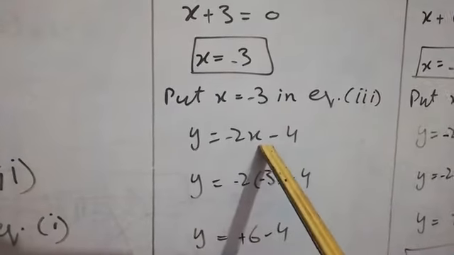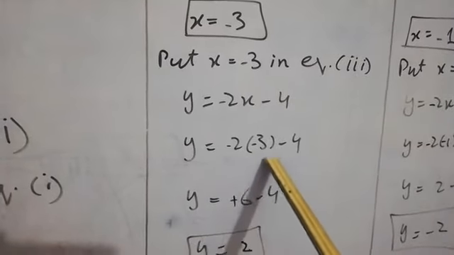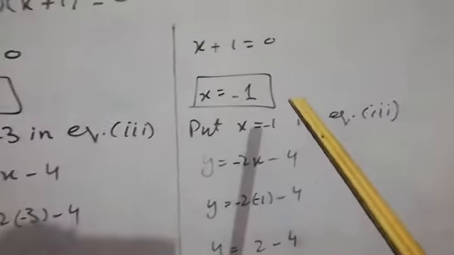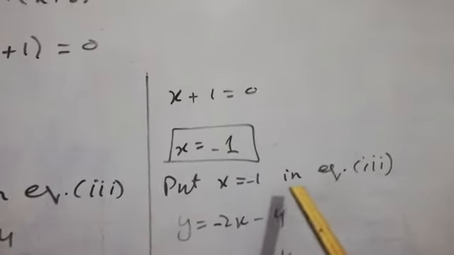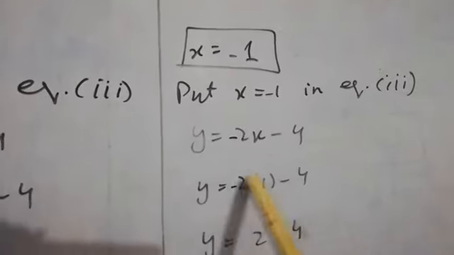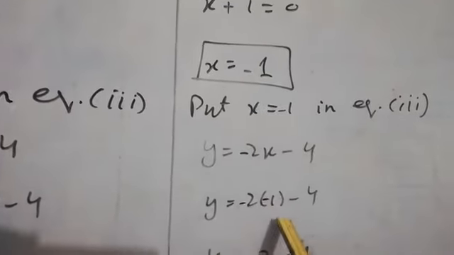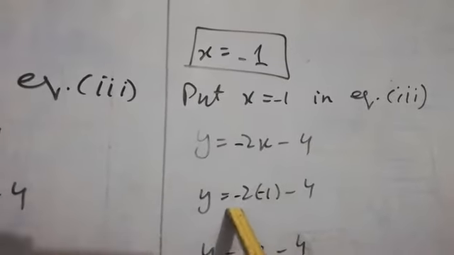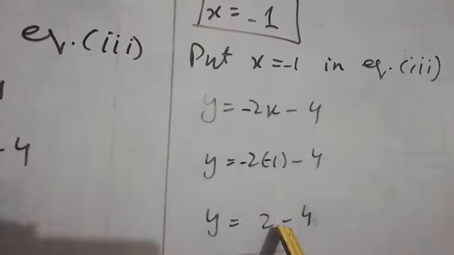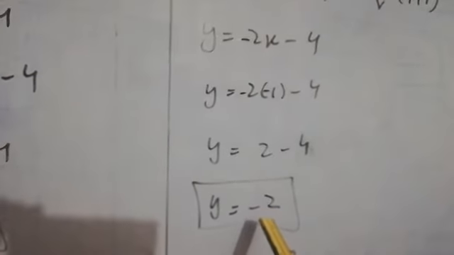Equation 3 is y is equals to minus 2x minus 4, which will become minus 2 times minus 3, plus 6 minus 4. So value of y is 2. When we will put the value of x is equals to minus 1 in equation number 3, y is equals to minus 2x minus 4. Value of x is minus 1, so put over here minus 1. Minus 2 times minus 1 is plus 2, minus 4, which is 2 minus 4 is equals to minus 2. So value of y is equals to minus 2.